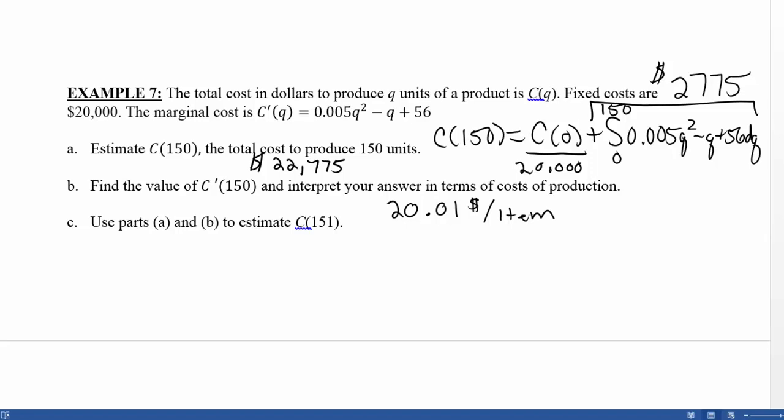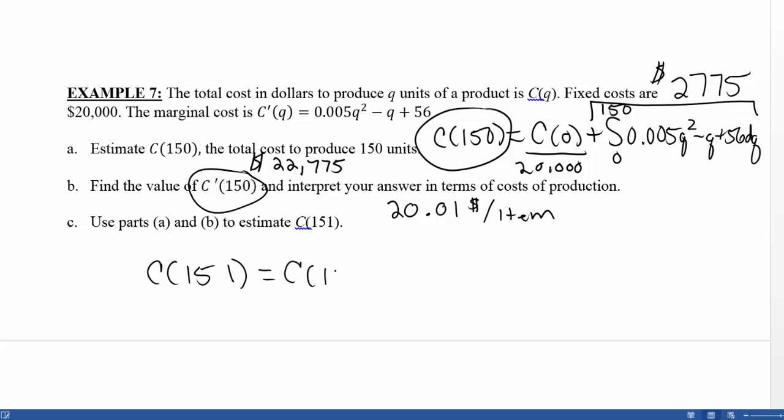C. Use parts A and B to estimate C of 151. So here, we know the cost at 150, and we know the derivative of cost at 150, so we can use local linear approximation to determine an estimated cost for 151. So remember, we're going to use C of 150 plus C prime of 150 times delta Q. So how far away are we moving from 150? We're moving 1 unit away, so we're going to multiply that by 1.